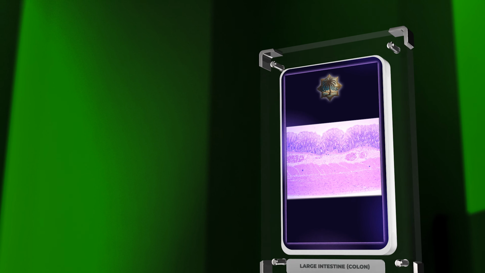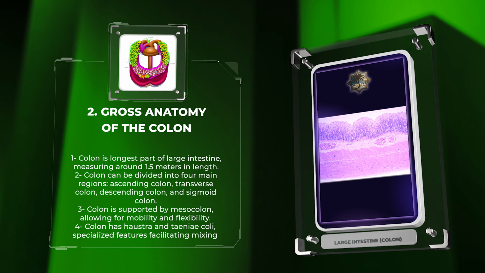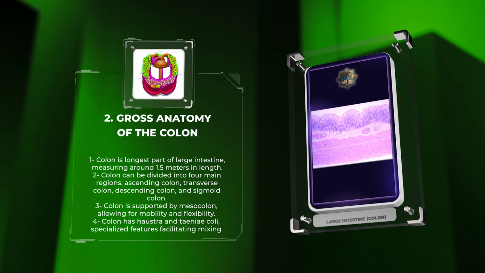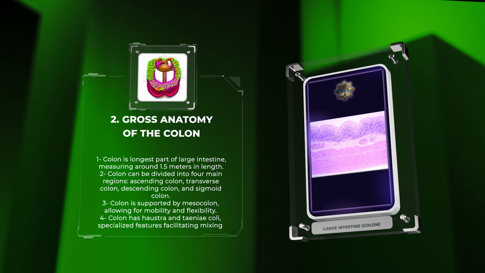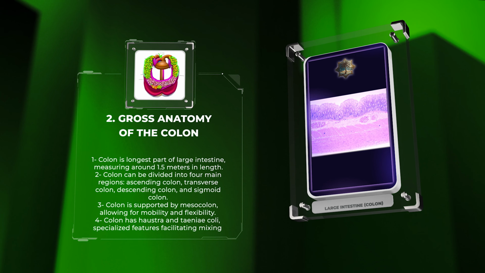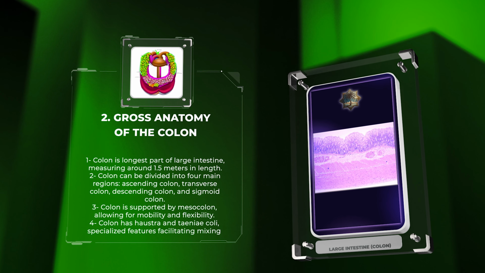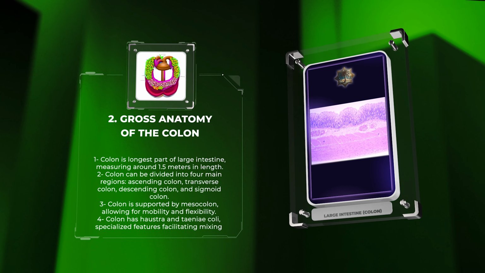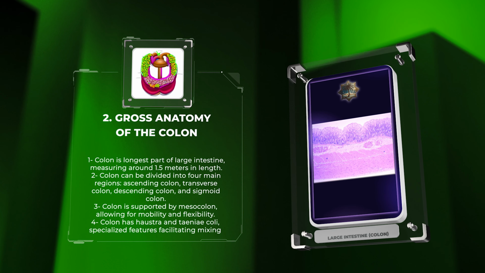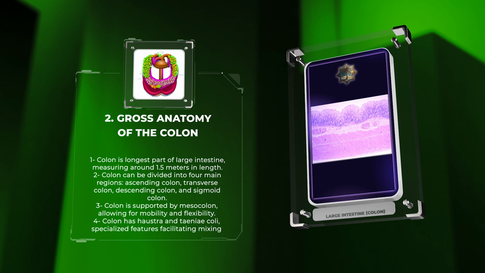The colon, the longest part of the large intestine, measures around 1.5 meters in length. It consists of several unique anatomical features that contribute to its overall function. The colon can be divided into 4 main regions: the ascending colon, transverse colon, descending colon, and sigmoid colon. It is supported by a mesentery called the mesocolon, which allows for mobility and flexibility. The colon's distinctive features also include haustra, sac-like pouches that facilitate the mixing and propulsion of fecal matter, and Taeniae coli, 3 longitudinal bands of smooth muscle responsible for the colon's characteristic puckering appearance.